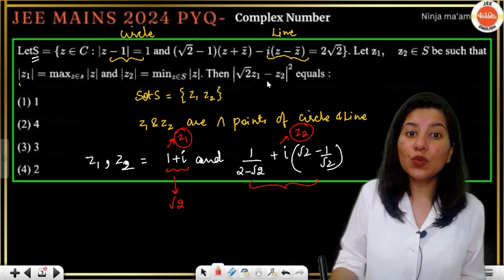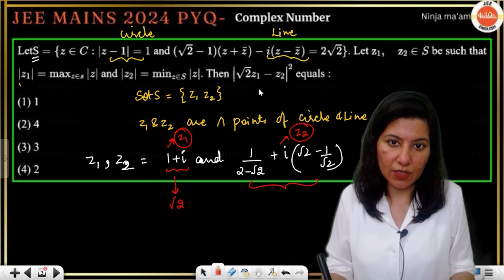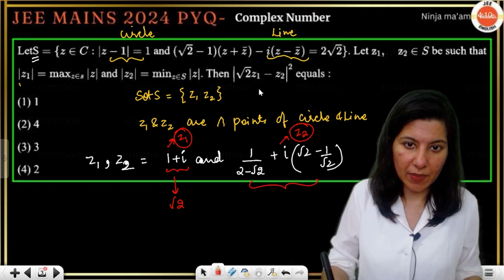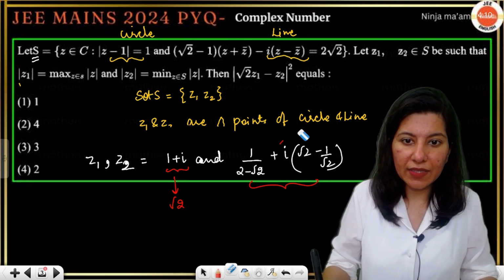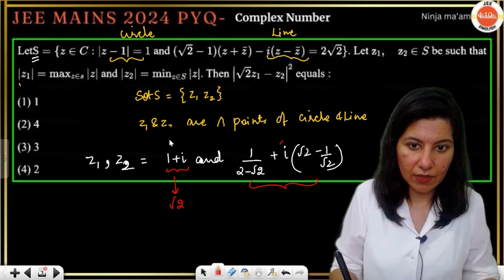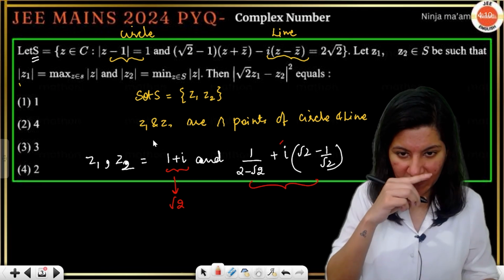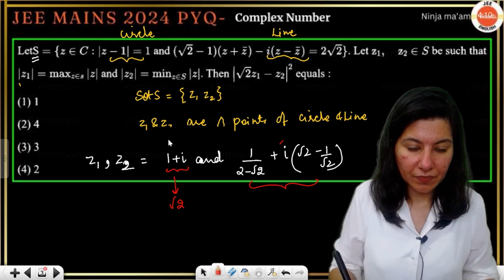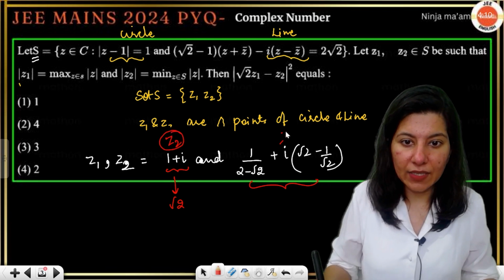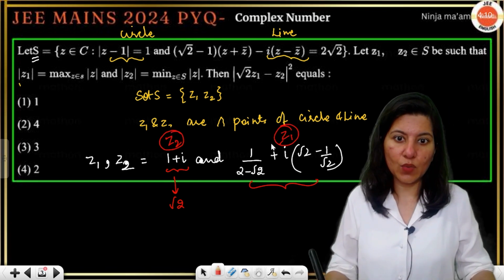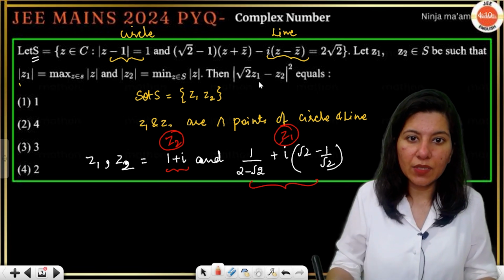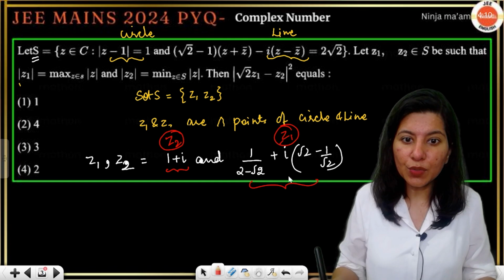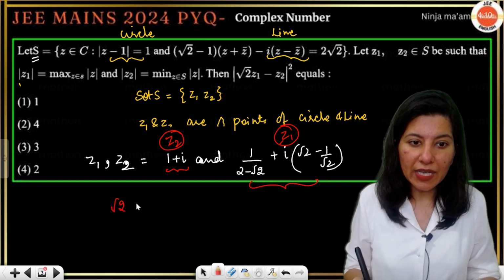Now you're looking for root 2 Z1. Sorry, not this, my bad. This is your Z2 and this is your Z1. Z2 and Z1. All right. Now Z1. So root 2 times Z1.